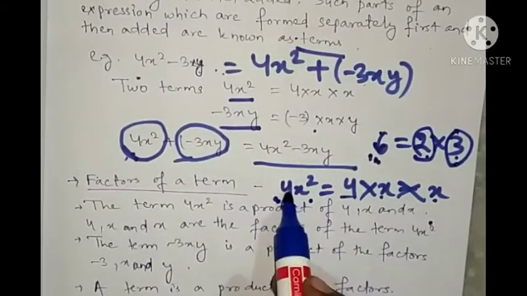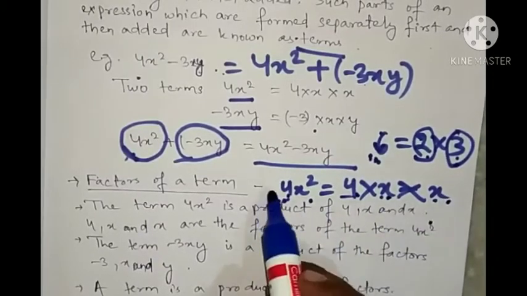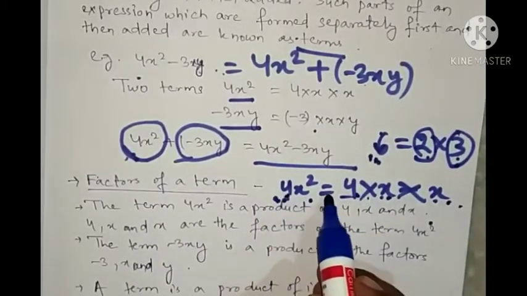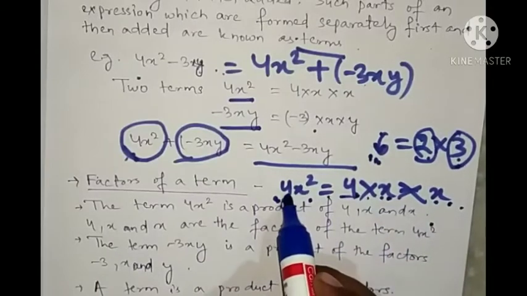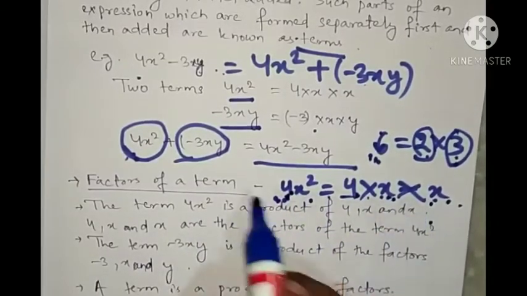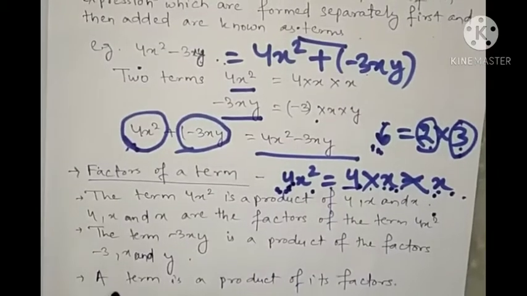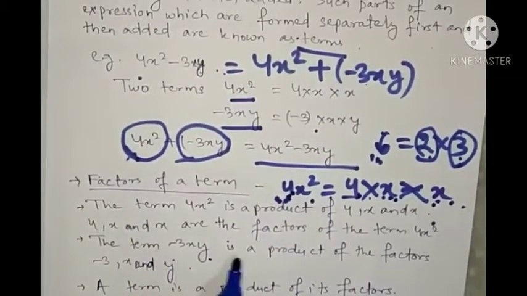Like that here, the product of 4x and x is 4x square. So 4 is a factor of 4x square, 4x is a factor of 4x square, and x is also a factor of 4x square. Next we will see the term minus 3xy.